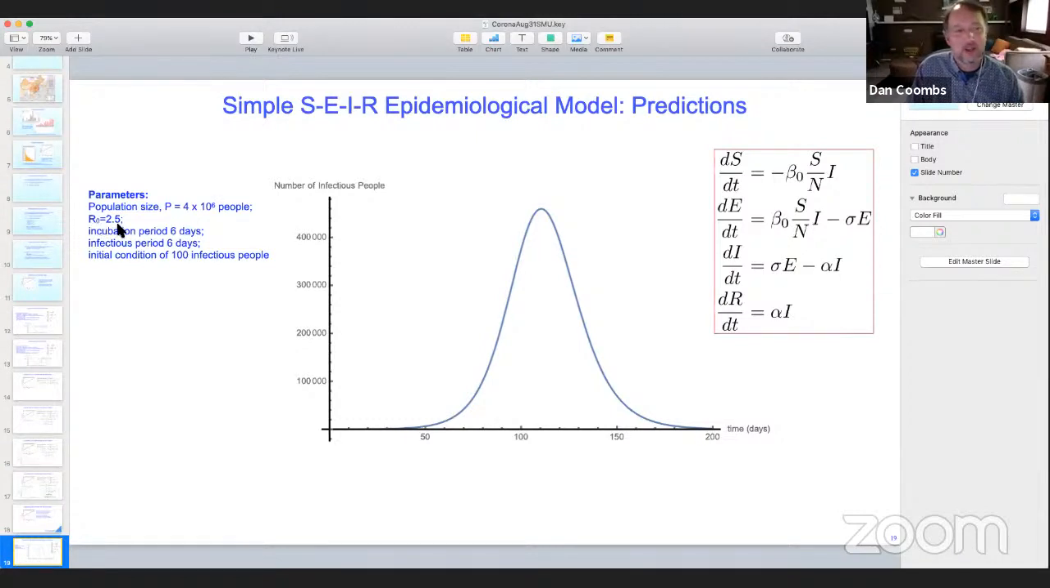I said, well, what if the R0's 2.5? I took some typical incubation and infectious period parameters, didn't think about it too much. And you see that within 3 or 4 months, you have hundreds of thousands of people in the infectious group. And you probably remember that from the Imperial College group, seeing these kinds of things, which changed policy in the UK and also in the US.